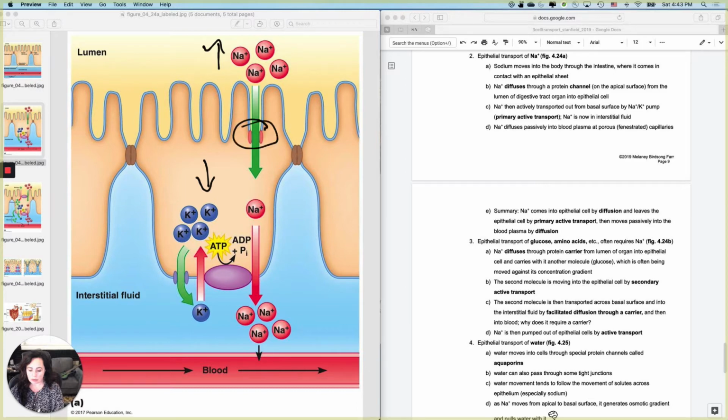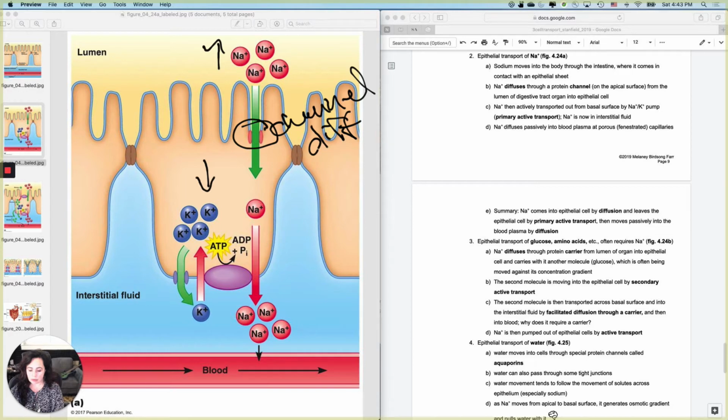So I can get it in, but what's the next cheapest way I could get it in? What is this protein right here? This is a leak channel or sodium channel, okay? You can move it through a sodium channel, and that would be diffusion, right? So this is a channel, and the transport mechanism is diffusion. So it's going to diffuse through a protein channel on the apical surface to get into the cell, but we haven't gotten it into the bloodstream yet.